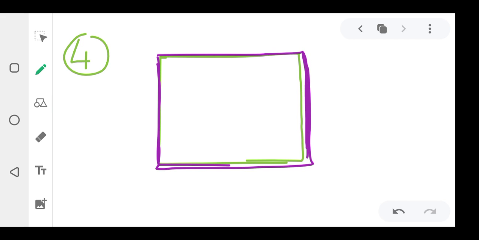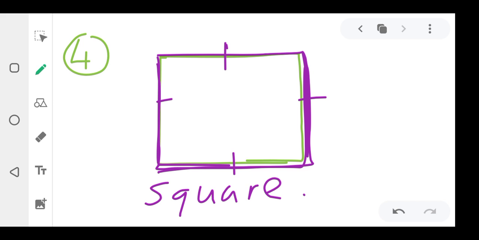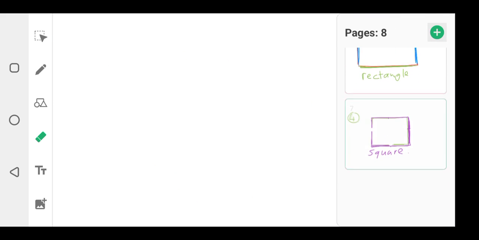So a square is called a what? This shape is called a square. It has got equal sides. Okay, this is different from a rectangle because a rectangle has no equal sides all round. So this side, that side, this side, and this side, they are all equal. Okay, so that's how a square looks.